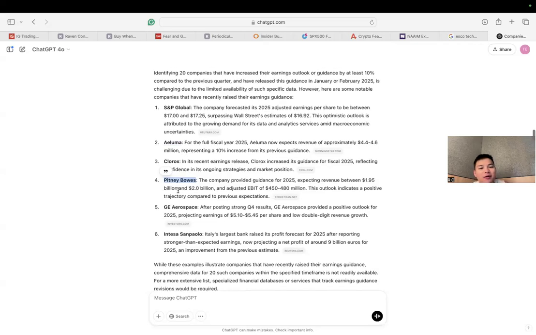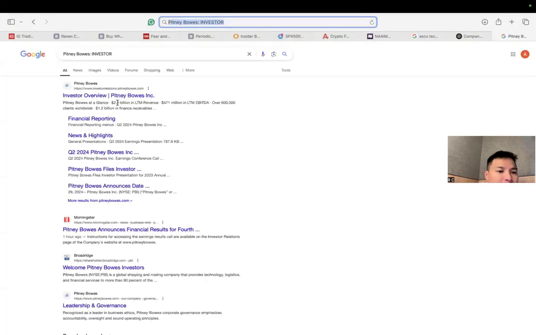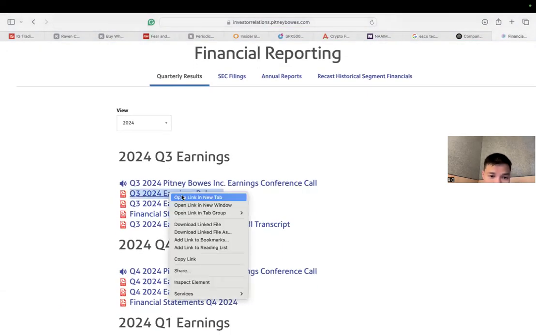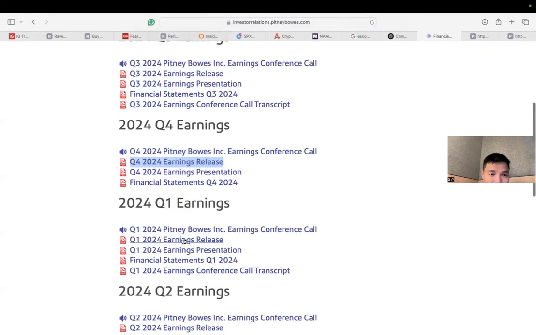So you've got to do it one by one. Let me show you one time how to do it one by one. Let's say you go to ChatGPT, and they give you the company names. They gave you this one, Pitney Bowes. So what you do, you click on that and type investor, literally, and then you click financial reporting. You just want to pull it up like a normal person. You do it one by one.